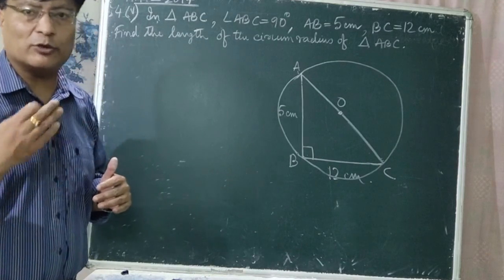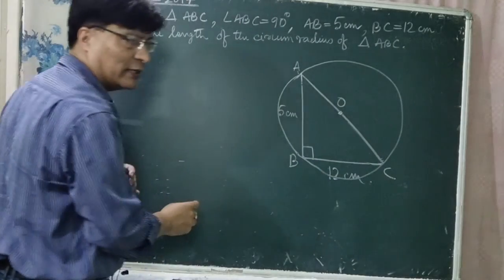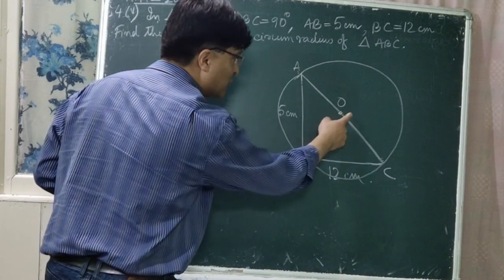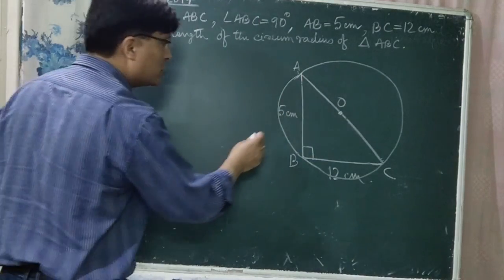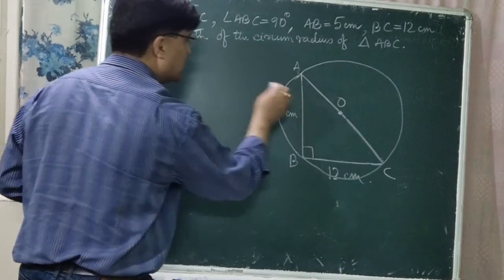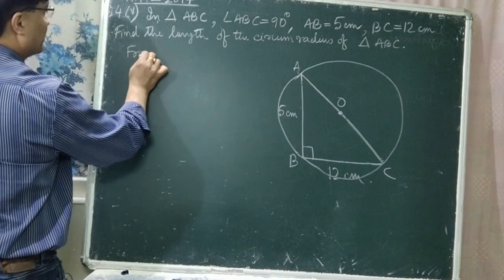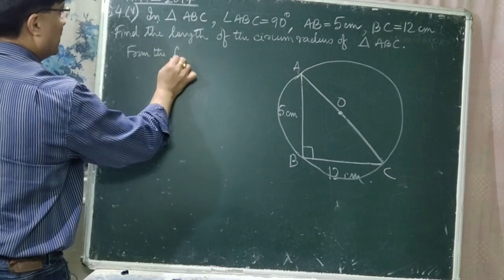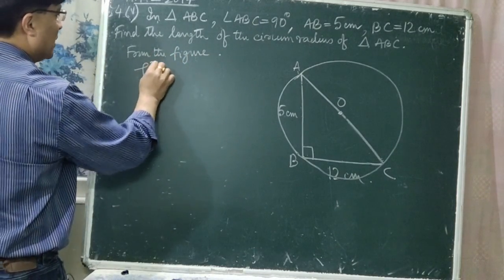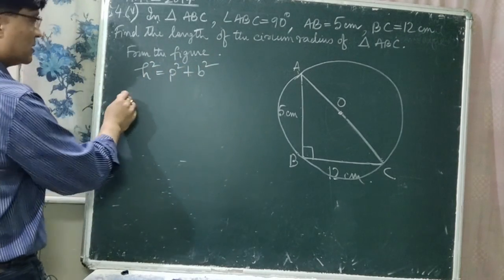That is h square is equal to b square plus p square. So which is hypotenuse here? The side opposite to the angle 90 degree is known as the hypotenuse. AC is the hypotenuse. This is perpendicular, this is base, or you may take this as perpendicular and this is base. Okay. So from the figure we can write, h square is equal to p square plus b square. You know that, isn't it?